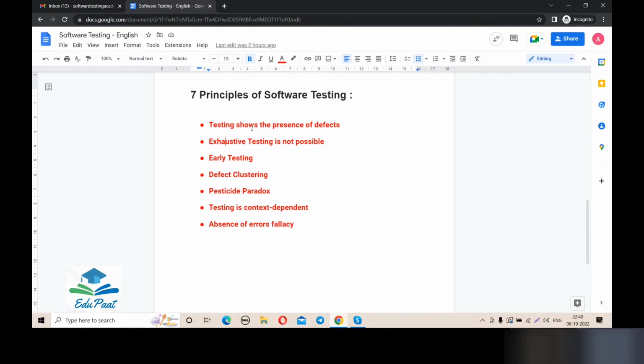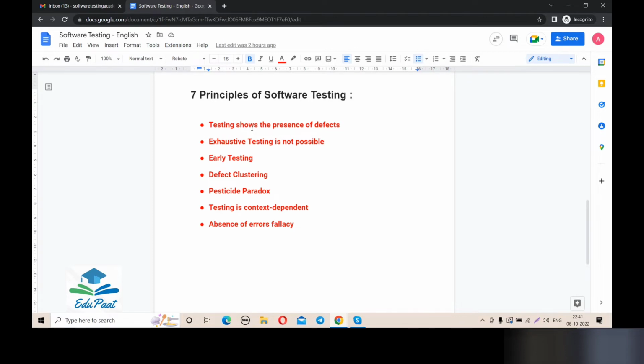If we test 1 to 1 lakh users, that is very time consuming, and with testing of such a huge amount of data, our time will mismatch. We cannot deliver the product to the customer. That's why, since inputs and outputs have an infinite number of combinations, it is 100% not possible to test an application from every angle. That is not possible, right? So that is the thing: exhaustive testing is not possible.